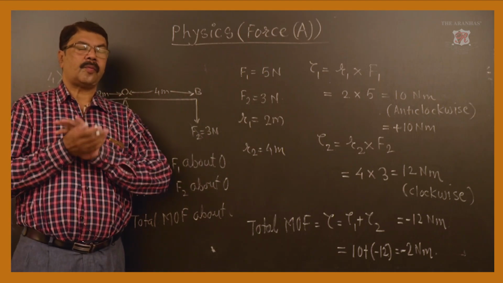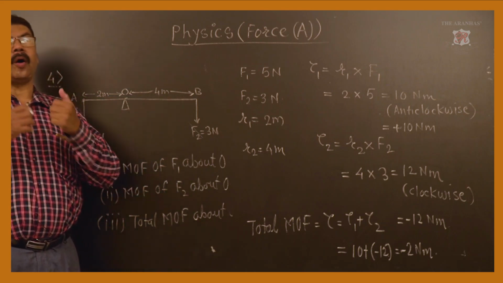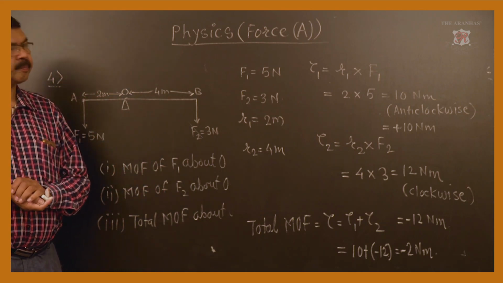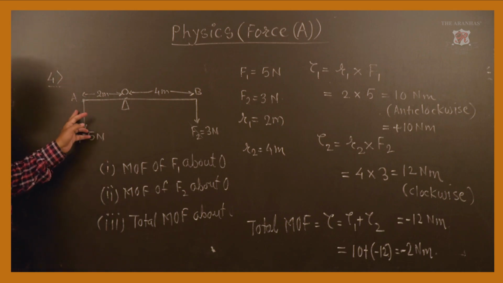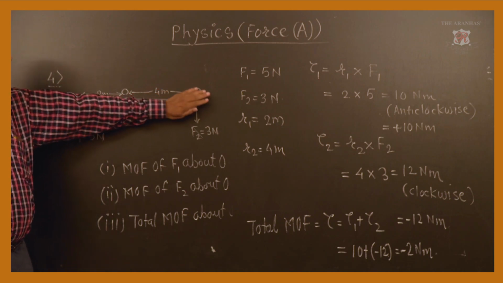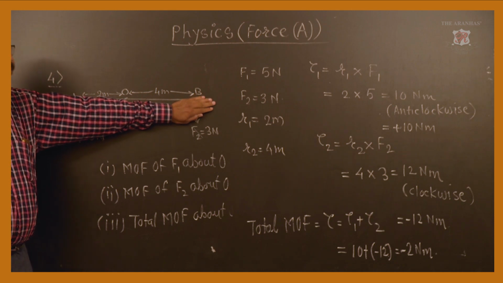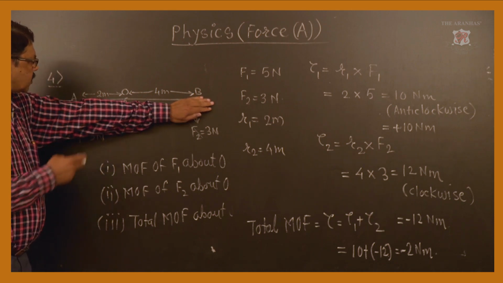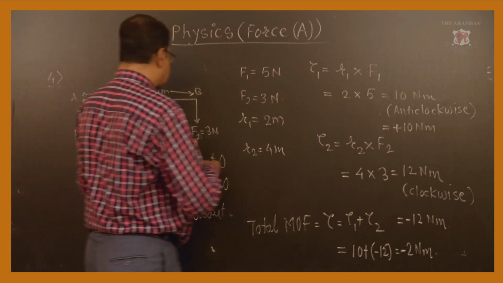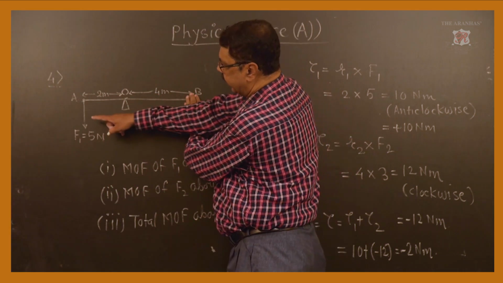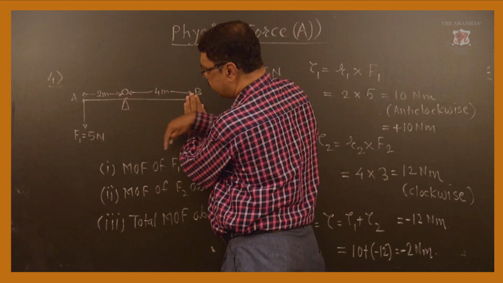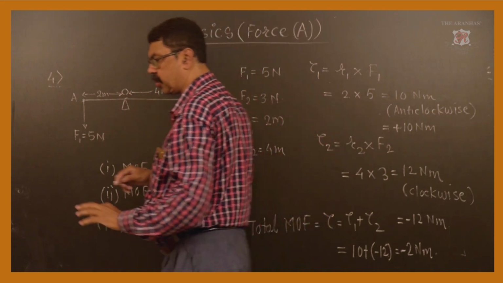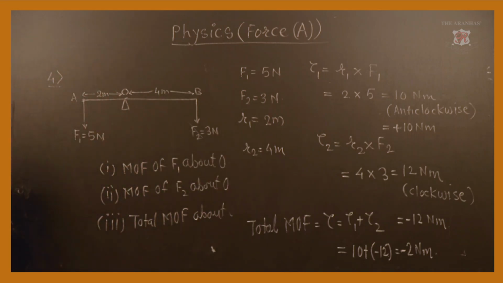Whenever you are supposed to find moment of force, assume all other forces absent. For example, if I want to find the direction of moment of force because of this force, assume that this is not there. So, if I close this, the only force acting is F1. You can easily make out it will cause the anti-clockwise rotation. That is the logic to be applied. We go to the next one.